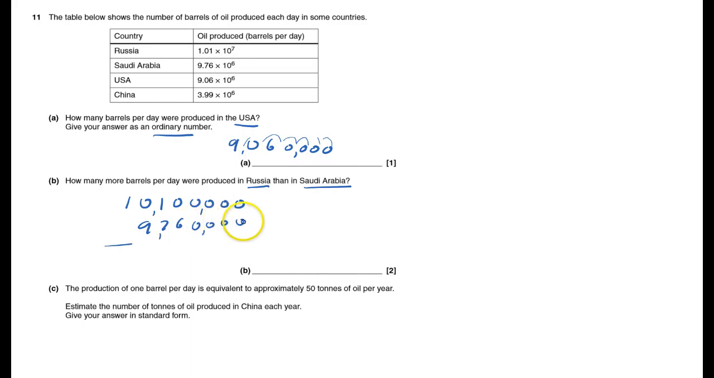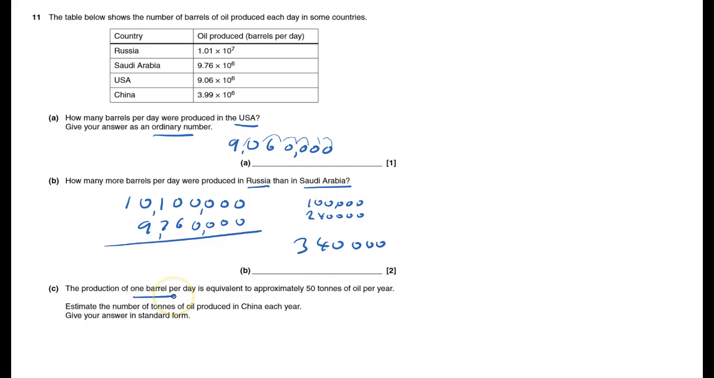Now you could just do it with your standard subtracting and borrowing and carrying. But I think it's easier to see, well, that's going to be 100,000 there. And how many do I need to add on to here till I get to 10 million? I need to add on 240,000 to get me up to 10 million. So 240,000 takes it up to 10 million, and I need to go another 100,000. So that'll be 340,000 more barrels.